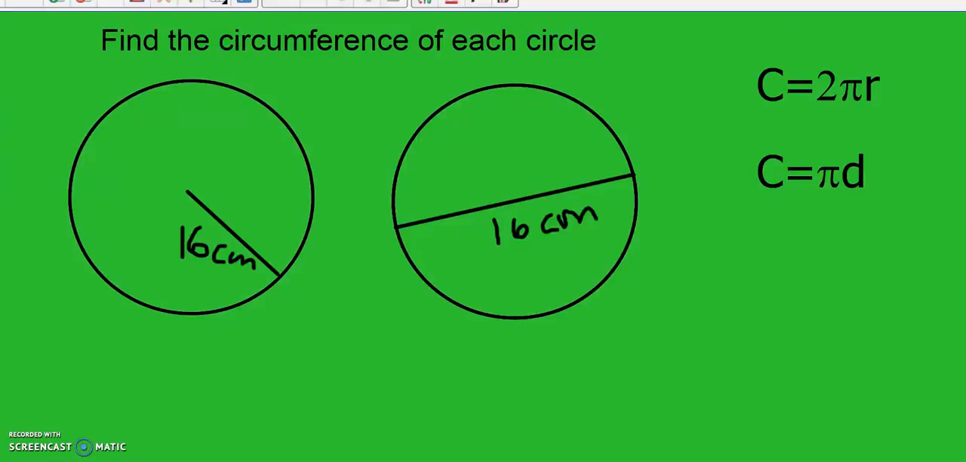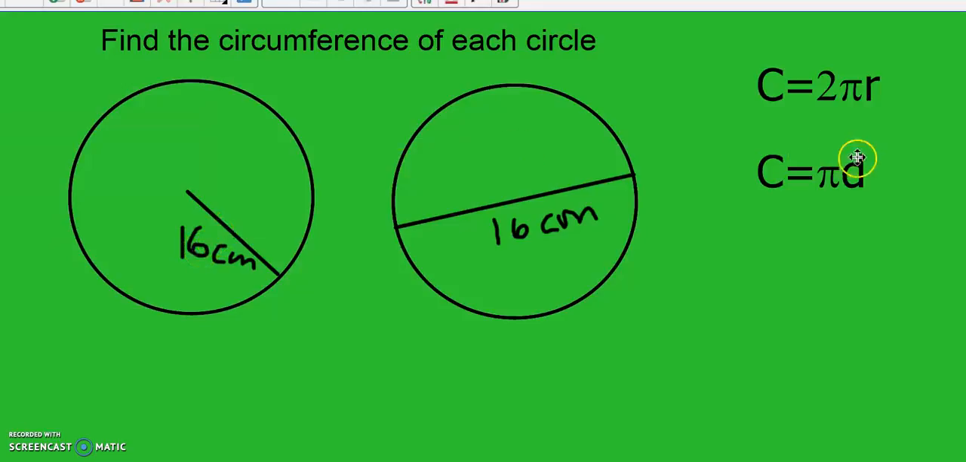Good morning. So in this video, we're going to talk about finding the length of arcs around a circle. And to begin, we're going to talk about finding the circumference of a circle, and that means the entire length all the way around the entire circle. Some problems you'll be given, like you are on the one here on the left, a radius. So this 16 here is the radius.